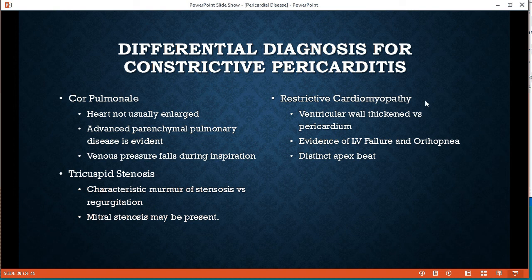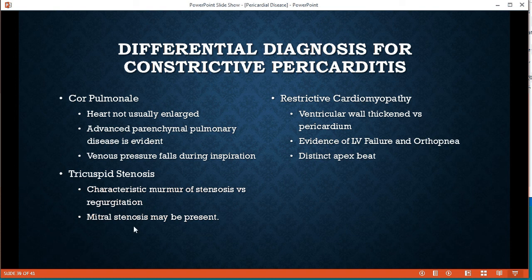Normally you have some evidence that somebody has advanced stage COPD, and you'll notice that if you look through the echocardiogram, the venous pressure falls during inspiration. So essentially, if you have the picture of advanced stage COPD and you don't have cardiomegaly, they may have evidence of cor pulmonale instead of constrictive pericarditis.